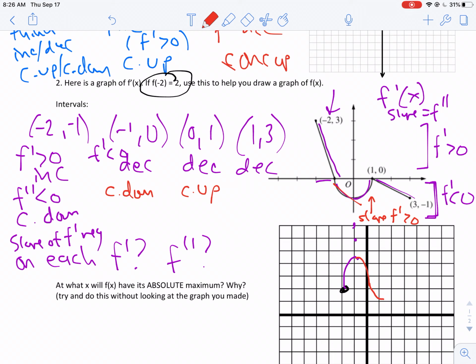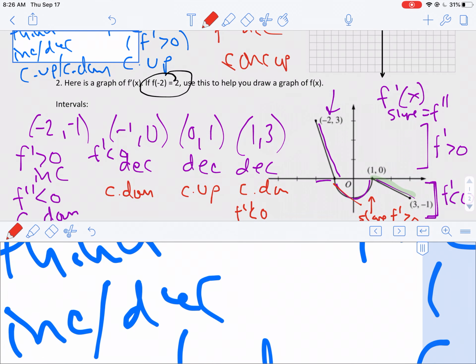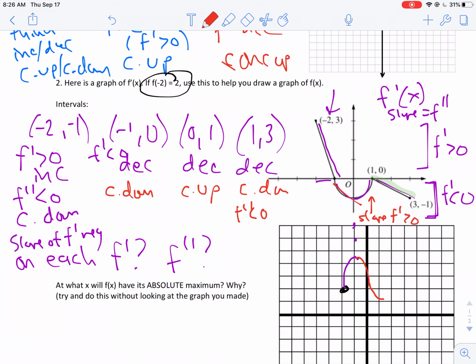And then as we go from 1 to 3, again, we're still below the axis, and we see a negative slope on this last section as we're going down. So the slope of f prime is negative, so my f double prime is negative again. So we're going to be concave down there. So decreasing concave down from 1 to 3. Let's see, decreasing concave down, so just something like that.